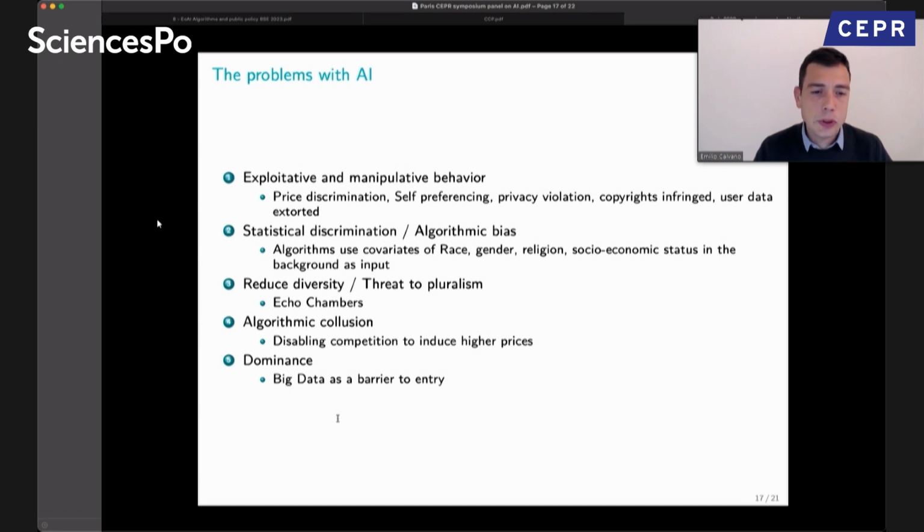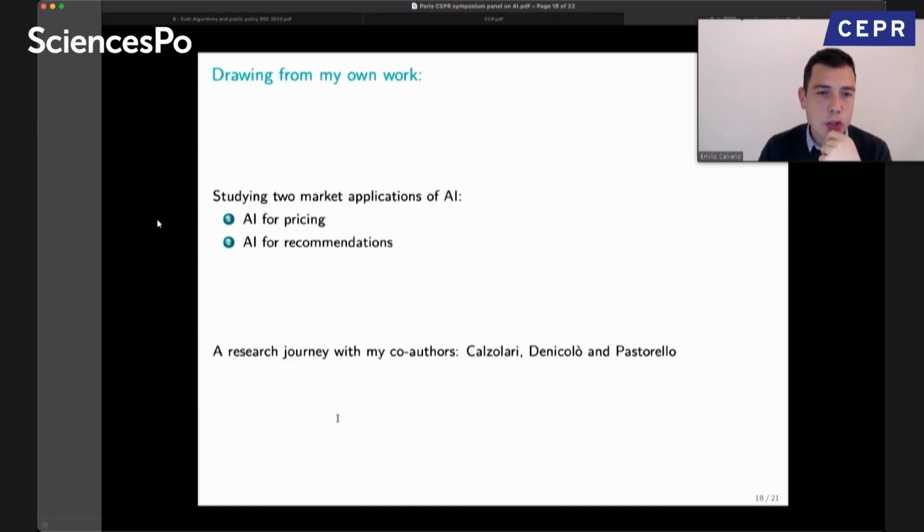Other issues have to do with this idea that these tools are actually designed to persuade agents to make choices, and then again, is that abusive or not? And then, of course, again, these other issues like algorithmic collusion and the issue of big data.